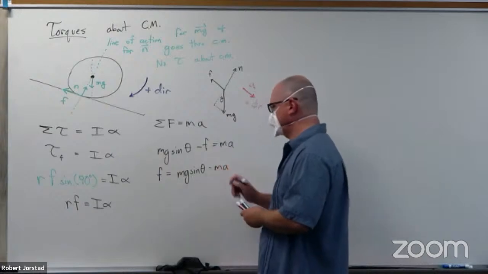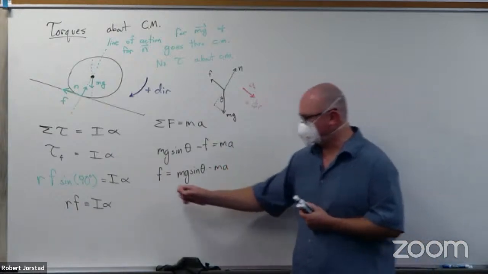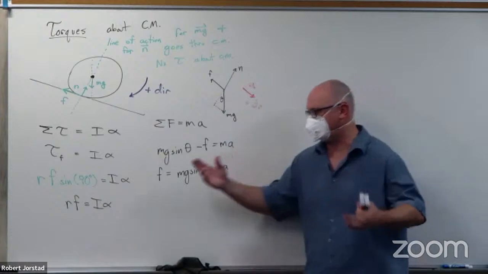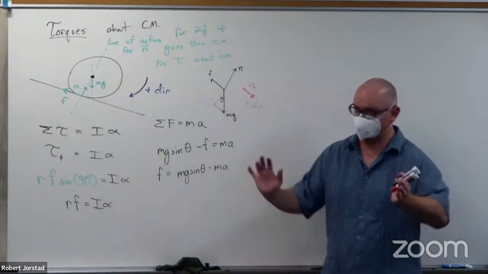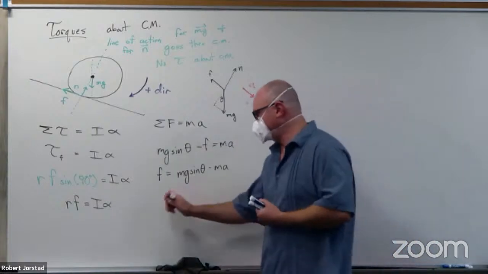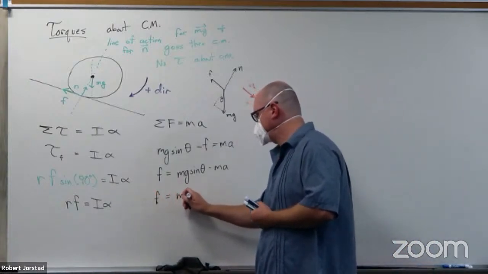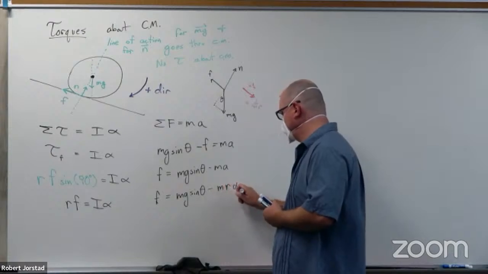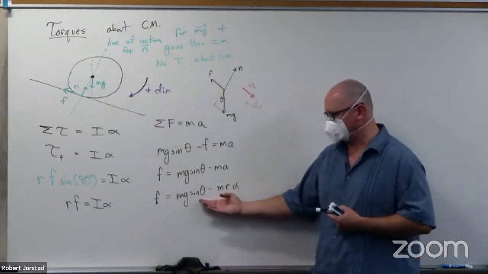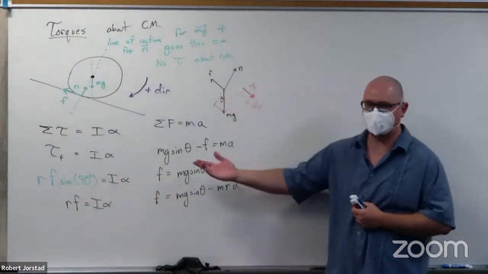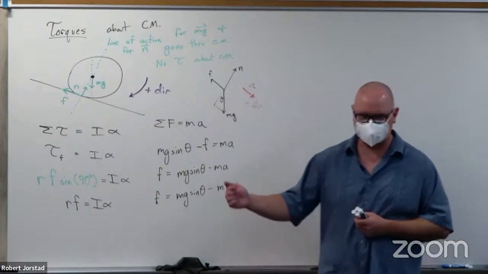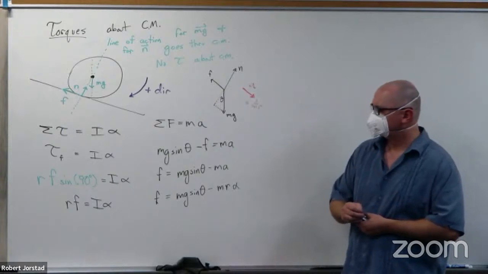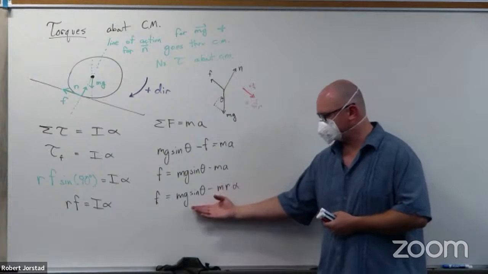Minus MA. Now, we're very close to being able to plug this in, but this one has an alpha and this one has an A. Does anyone remember how A and alpha are related if rolling without slipping? R alpha. At this point, you could plug this in to here and solve for alpha. Agreed? So instead of getting the speed at the bottom, we could get the angular acceleration. Does everybody follow that? You could plug this into here and solve for something.